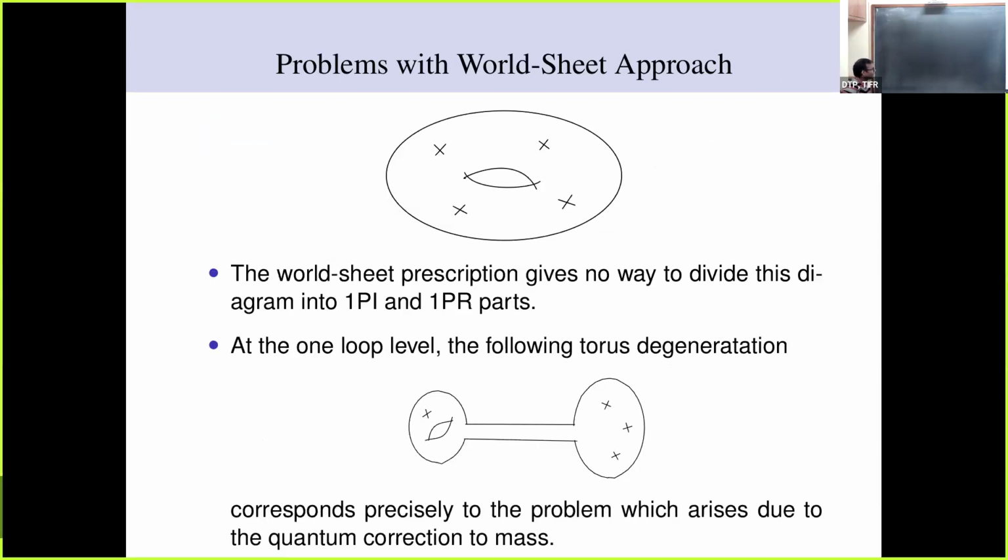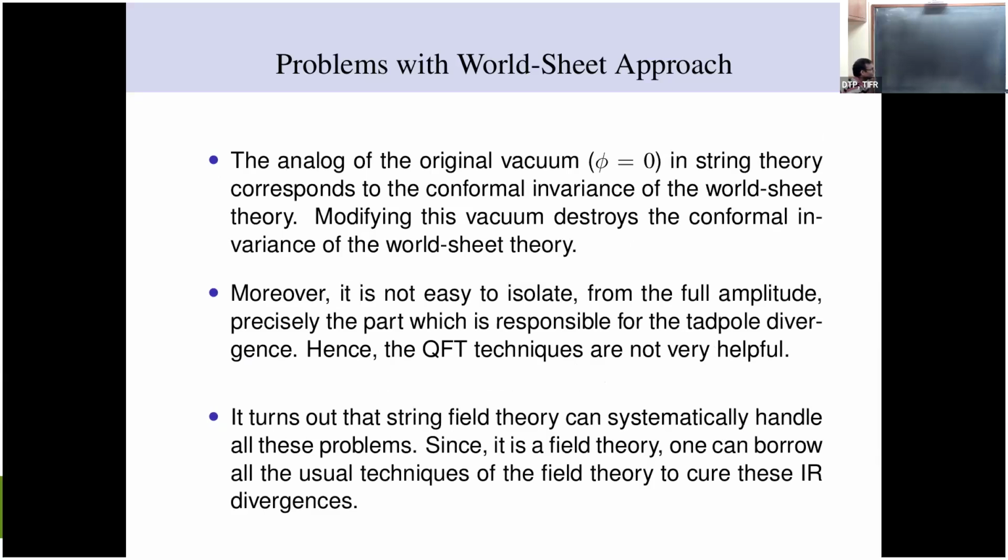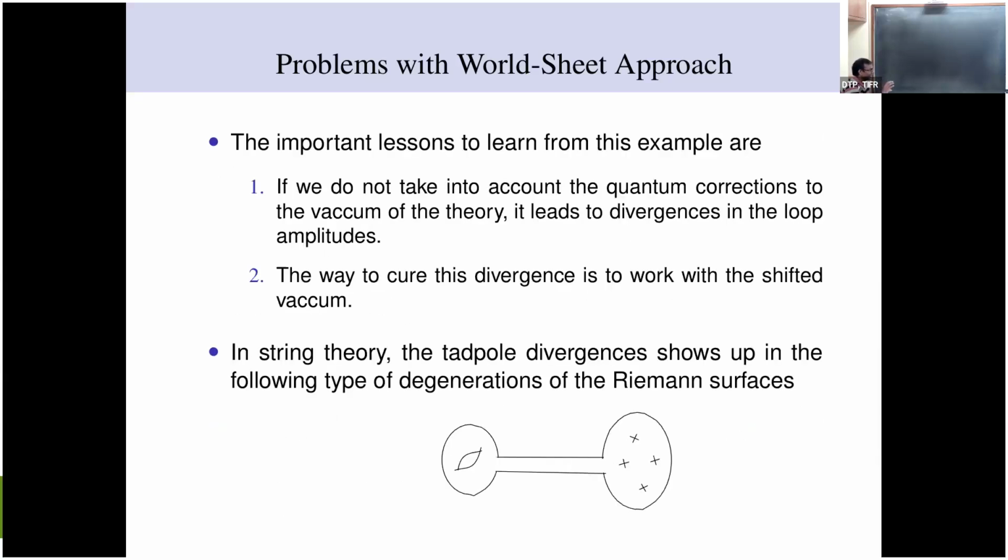So what we concluded was we had to have a systematic way to isolate the 1PI and 1PR parts of the string amplitudes. And the standard formulation, which is based on the Polchinski-level worldsheet theory, is not very well equipped to handle these issues. So that was one motivation. Of course, there are other motivations. That was one motivation to study string field theory.